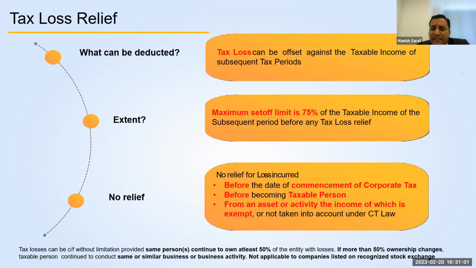But the benefit is that they can carry forward this loss for unlimited years. The period has not been set, like 1 or 2 years. It can be carried forward as long as the business is existing. And there is no relief for any income prior to the effect of corporate tax, or from assets and activities whose income is exempt, because the income is not taxable and you cannot claim a set off against that.